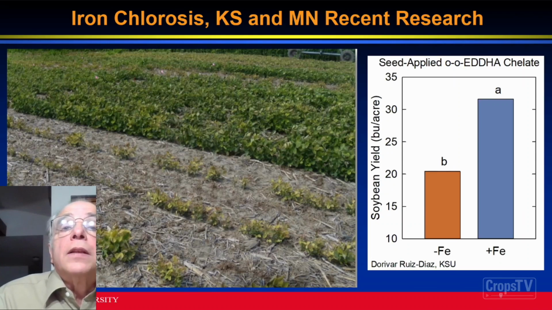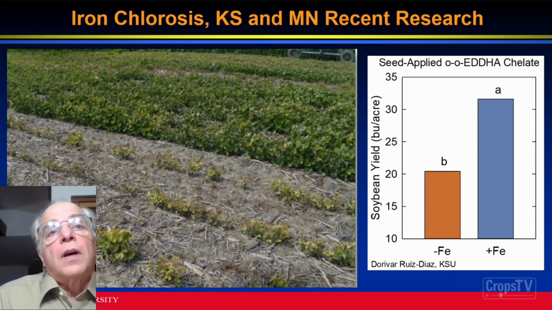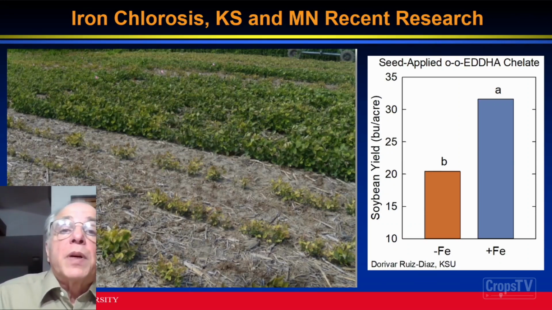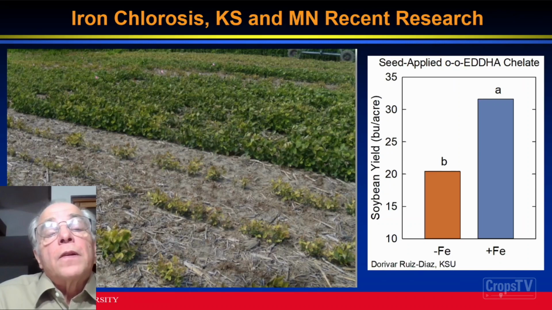It was seed applied, this O-ADDH chelate that used to be very expensive, has been around for many years, but over the last 2-3 years, it's less expensive. Now, so when they put this iron to the seed furrow, then there is an increase. But look at the yields that they get. So without the iron, it's 20 bushels, and with this iron is 30. So there is a small response.